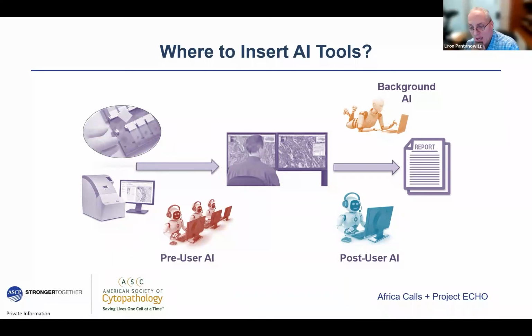Alternatively, you could have the AI run post-user. So if you're the user, you could say what AI you would like. If you find something, you could say, oh, okay, help me grade this case, help me count mitoses or whatever you need. So you direct the AI what to do.